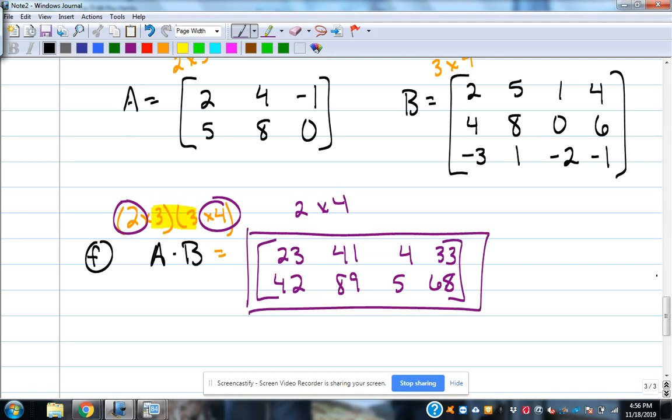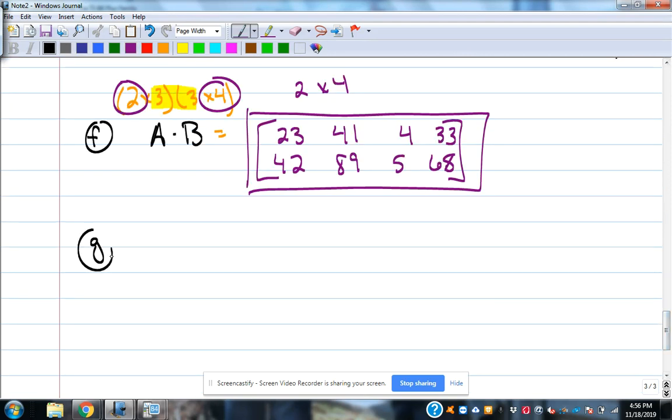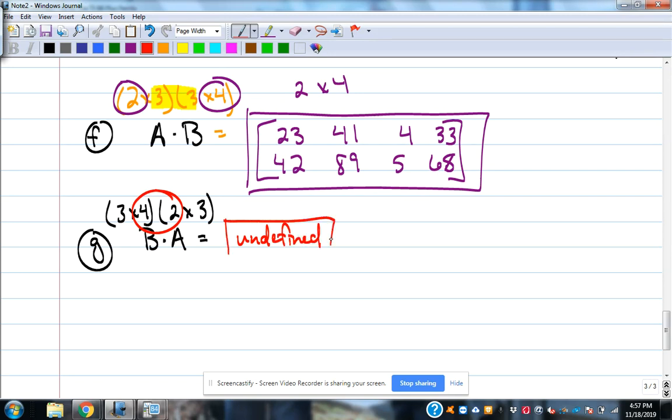If I tried to do example G, matrix B times matrix A, that's going to be a 3 by 4 times a 2 by 3. Those numbers in the middle do not match, and so that's undefined. If you try to do that with your calculator, it would tell you a dimension mismatch error again, just like it did with the addition thing.